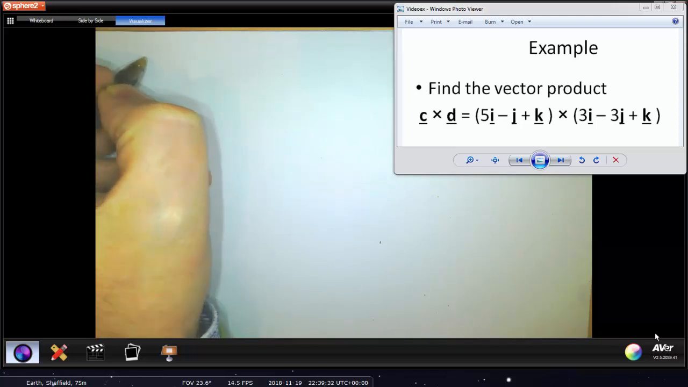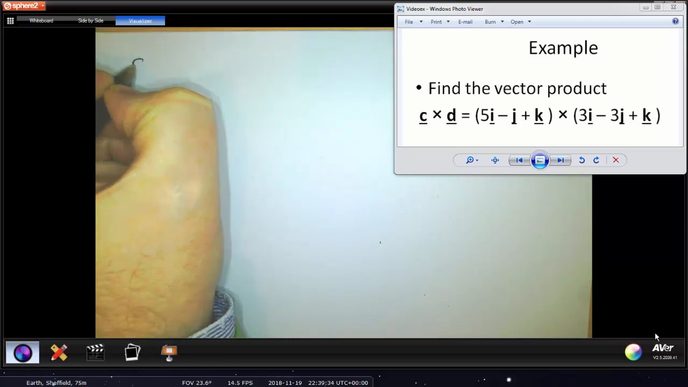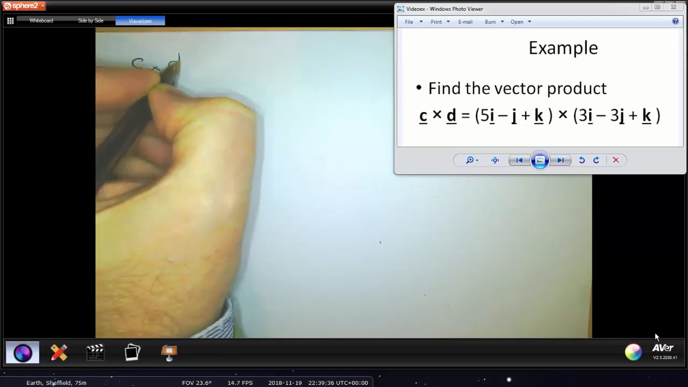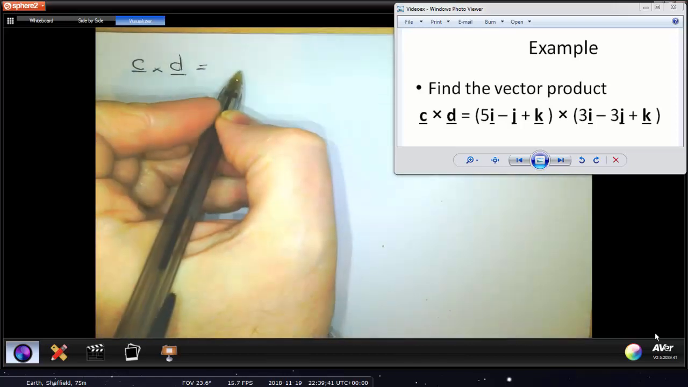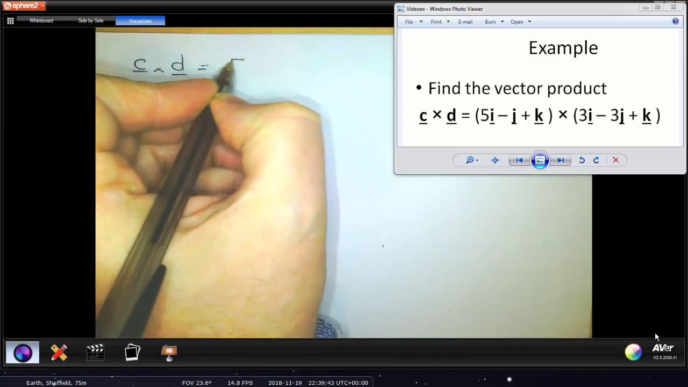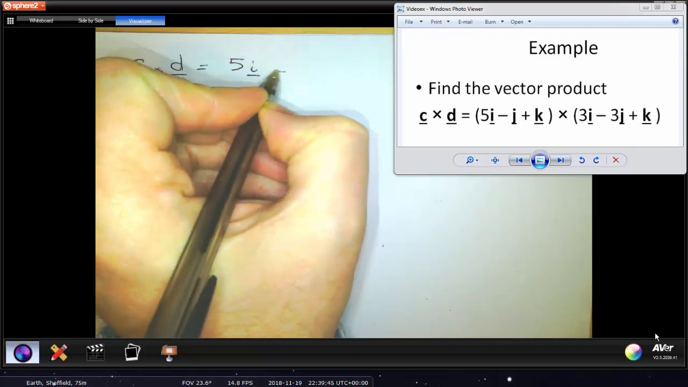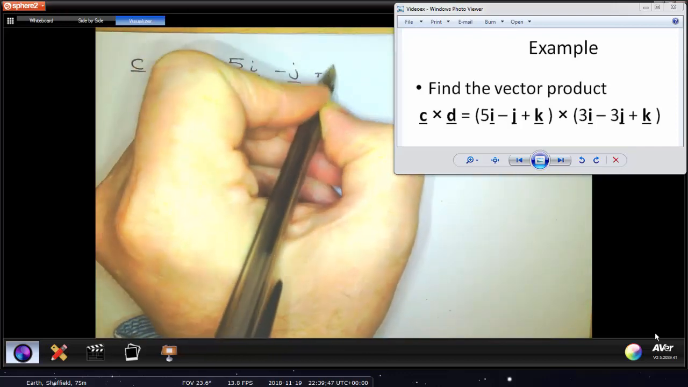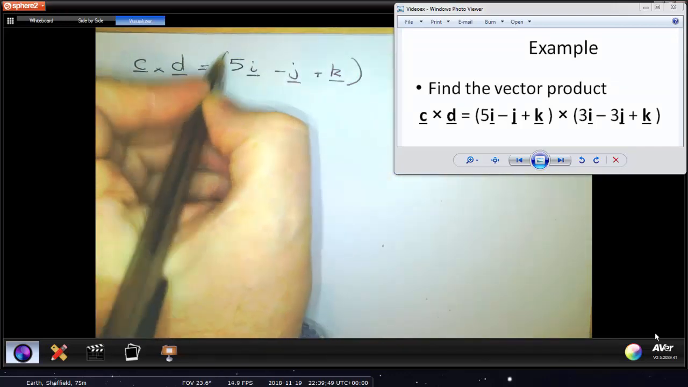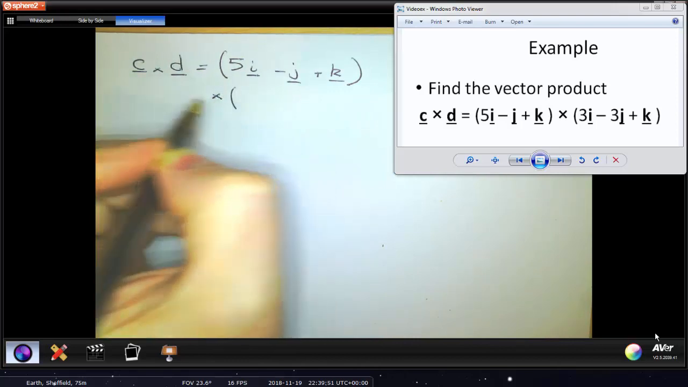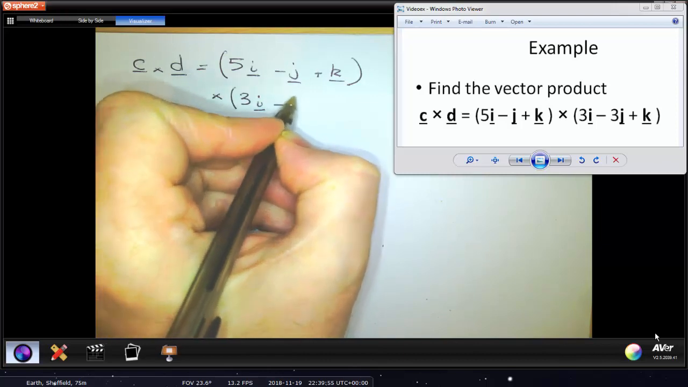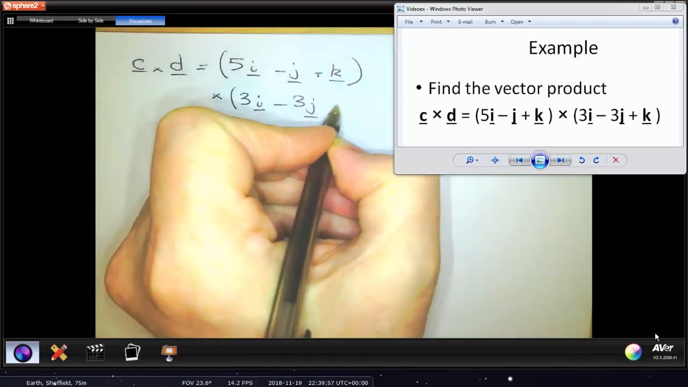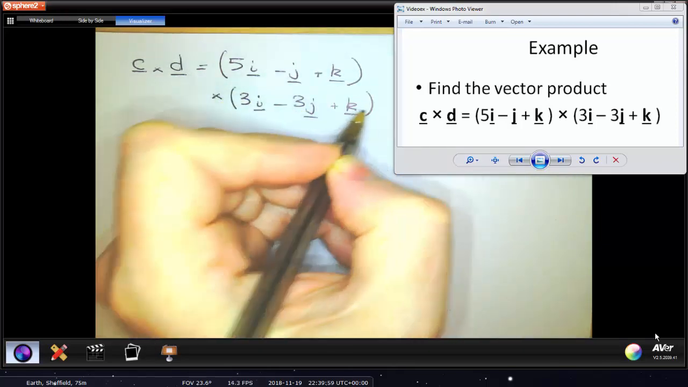We're asked here to find the product of two vectors, that is C cross D, where C is the vector 5i minus j plus k, and D is the vector 3i minus 3j plus k.